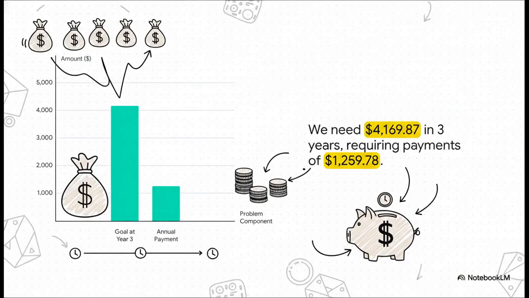And check it out. Here are the numbers. Step 1 tells us that to fund those 5 $1,000 payments, we're going to need a lump sum of $4,169.87 waiting for us at the end of year 3. Then, step 2 tells us that to save up that amount, we need to put away $1,259.78 each year for the next 3 years. Wow, we just solved a really complex future problem.